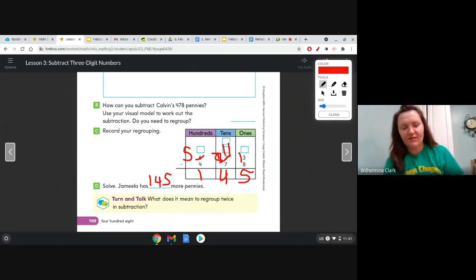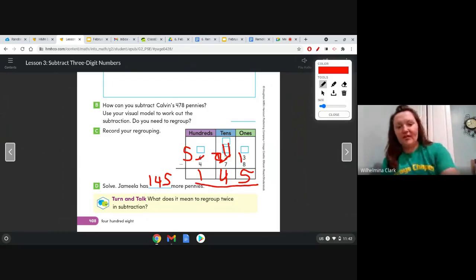Okay, so it looks kind of confusing, but all you're doing is doing the same thing you did with base 10, and instead writing it out in a model like this.